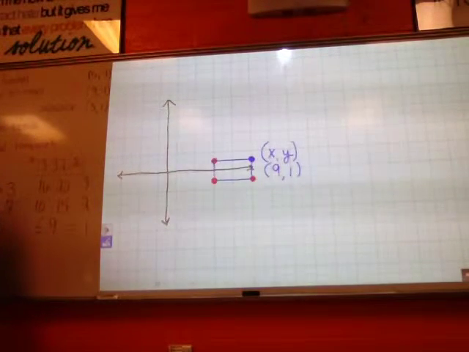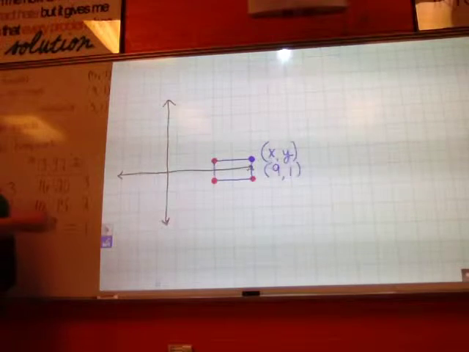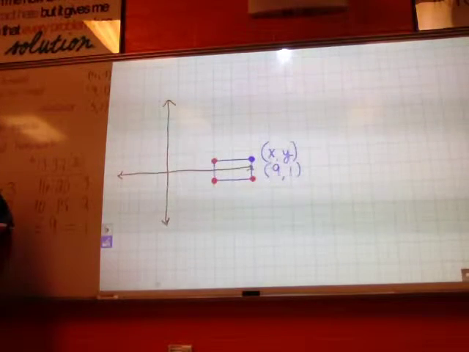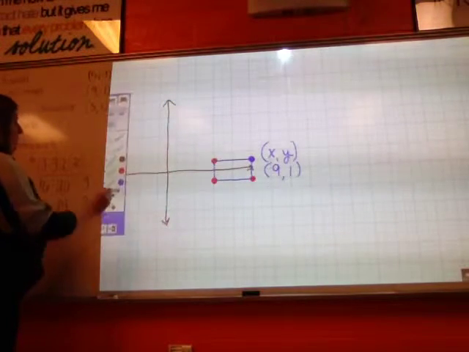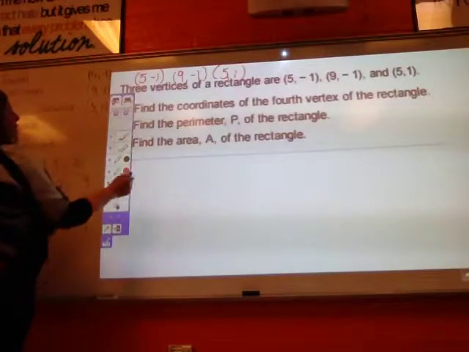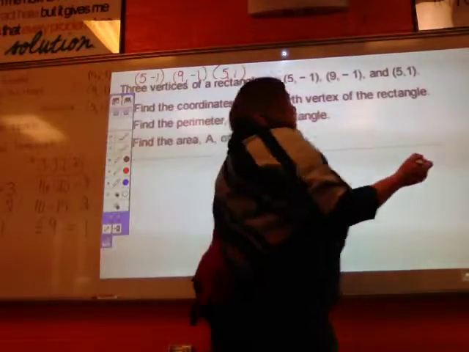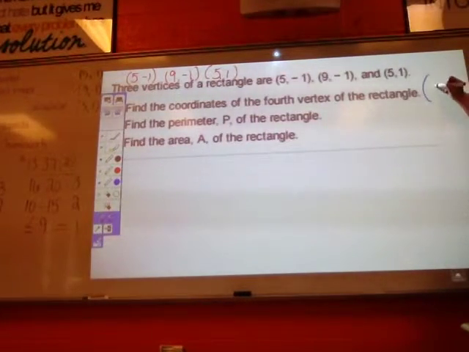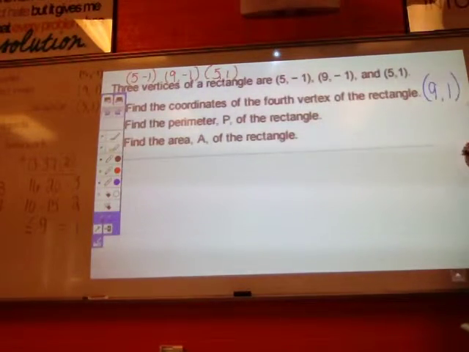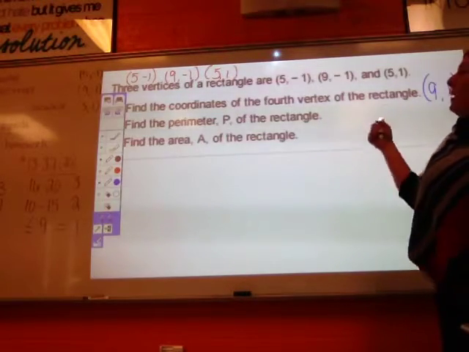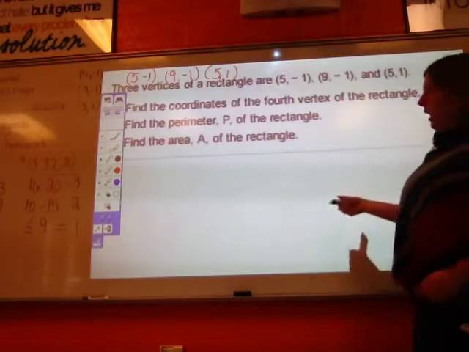Now, the other thing it asked me to do was to find the perimeter of my rectangle. So let me just double check my problem and make sure I'm going to do it right. Okay, so find the coordinates of the fourth vertex of the rectangle. Well, we found that to be (9, 1). And then find the perimeter P of the rectangle. All right, well, here we go. Let's get back to looking at my rectangle.